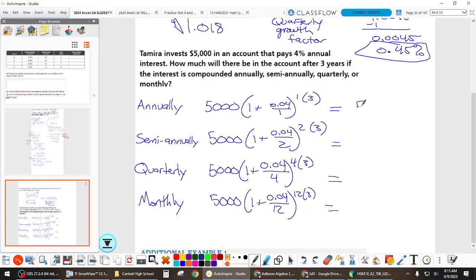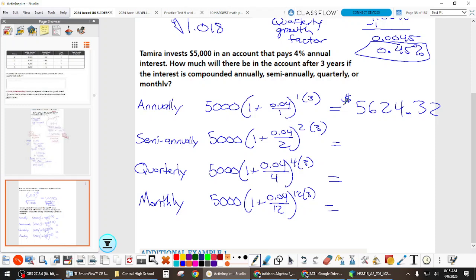First one I got 5,624. Okay, and this is money, so we'll keep it at 2 decimal places. So that was just one compounding. Notice we ended up with $624 in interest over 3 years, which is kind of a lot, right? I mean, just free money-wise.